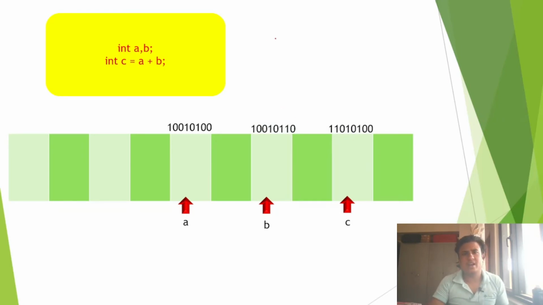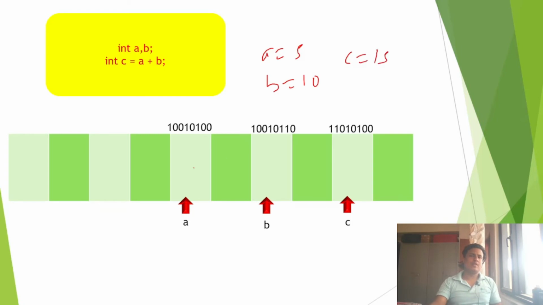Now A, B and C will be stored. Suppose we are performing an arithmetic summation: A has the value 5 and B has the value 10, so the resultant C will have the value 15. So 5 will be stored here for A, 10 will be stored here for B, and the result 15 will be stored in C.